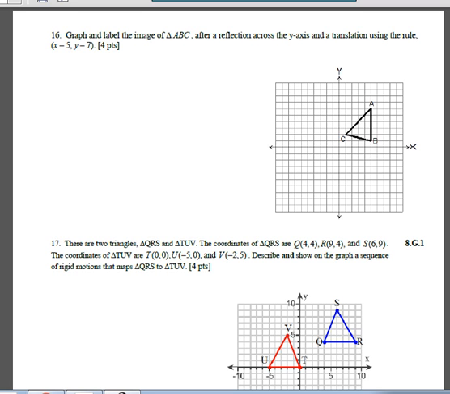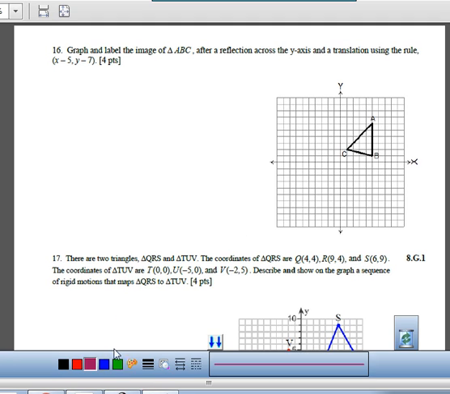Okay, so question 16. Graph and label the image of triangle ABC after a reflection across the y-axis and the translation using rule x minus 5, y minus 7. Alright, so first thing, let's identify the two transformations being done. Reflection across the y-axis is the first, and the second is a translation using this rule. So I have two things going on.